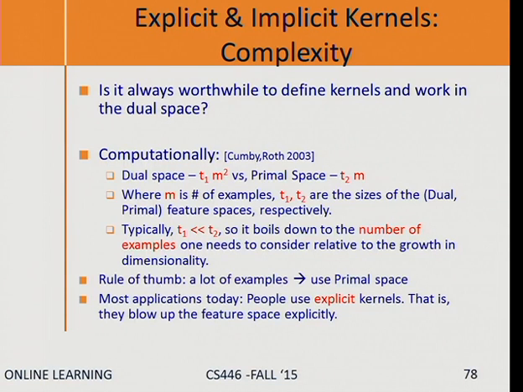And indeed, in many applications, specifically in natural language processing, where typically you have a lot of examples, what people prefer is to blow up the feature space explicitly and stay in the primal, run the standard perceptron on the blown up feature space, rather than move to the dual space and use a kernel. And this is exactly the reason. You have a lot of examples. You much rather blow up your feature space, but still be linear in the number of examples, rather than not blow up the feature space and be quadratic in the number of examples. That's the trade-off.